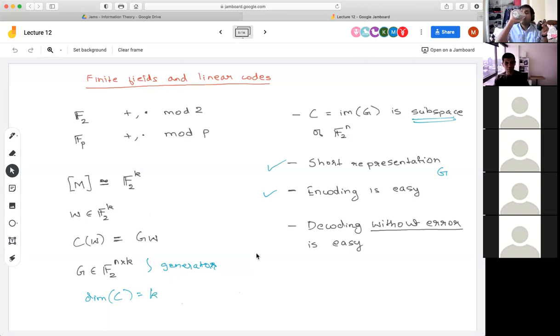Notice that I dropped this notation of bar for code words. I'm not calling them W bar or X bar or anything, just because we will talk about vectors only for the next few lectures. So it will get a little cumbersome to always use the bar notation. But if something gets confusing, let me know.